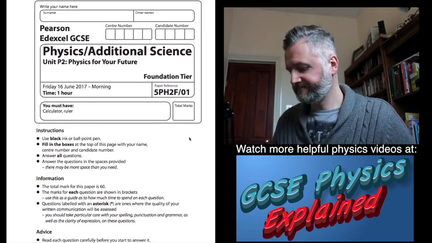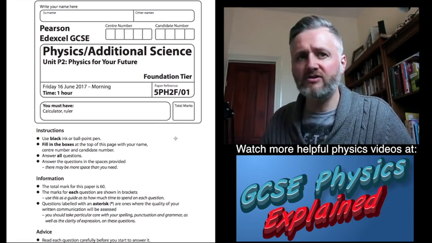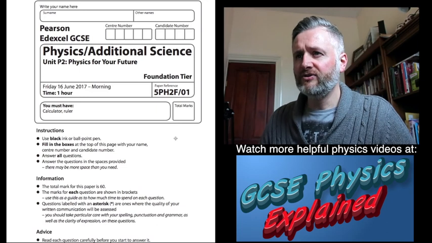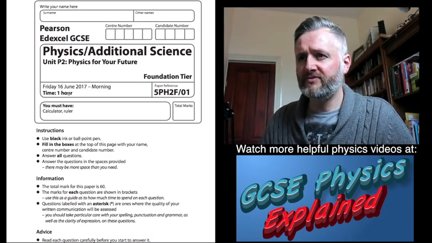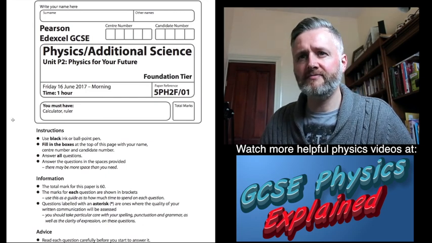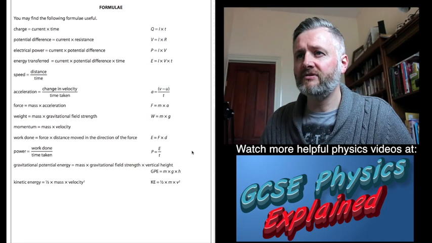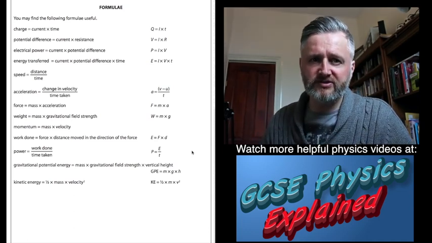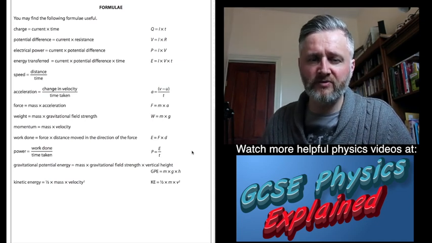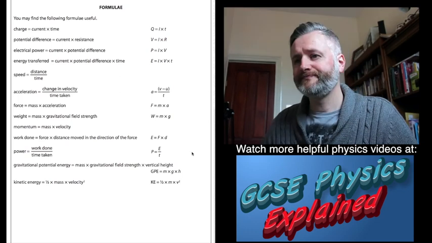Right, here we go then. So this paper is Physics Additional Science or Combined Science, Unit 2, Physics for Your Future, Foundation Level. And this was from June 2017. That shows you a list of the formulae that they provided. Each different paper gives you a different formula sheet, but it's best to try to memorise the formulae anyway. I've got a video for all the different formulae on my channel.